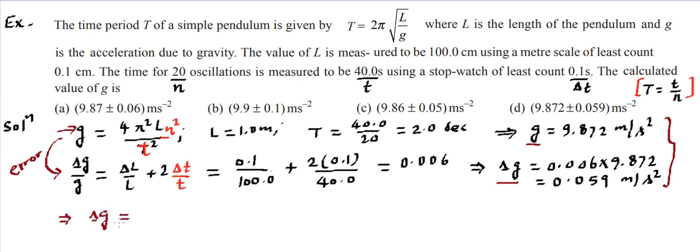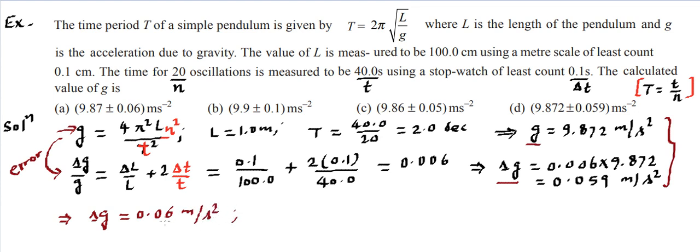So significant figure should be 1. Here we have two significant figures, 9 and 5. These zeros are not counted. So that means this 9 has to be rounded off. Since this 9 is more than 5, this will become 6. So the appropriate value of delta G is going to be 0.06 meter per second square. This should be the value of small g.